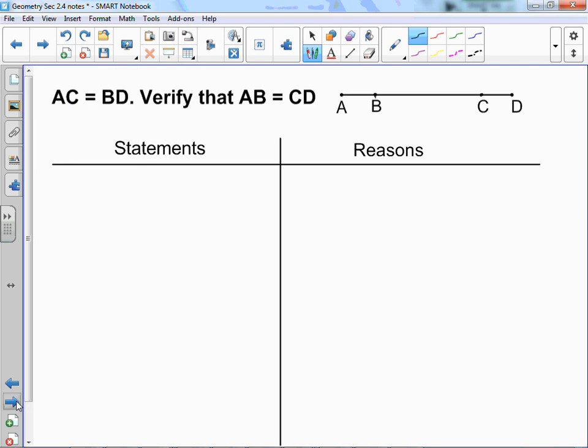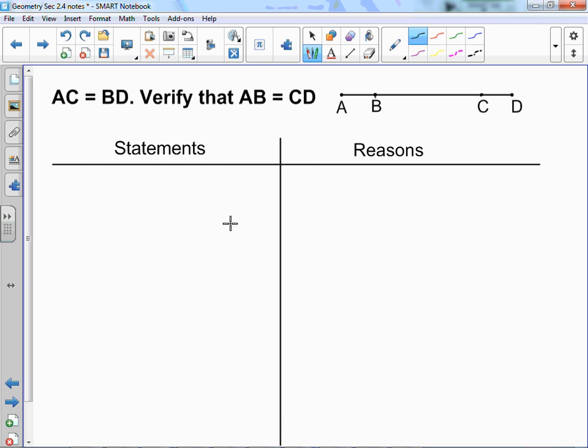All right, so now this is where things start getting difficult. We're going to take the idea that we used when we were solving the problems just a little while ago, giving a step and a reason, and we're going to take the information they're giving us here, that the length of AC is equal to the length of BD, and we want to verify that the length of AB is going to equal the length of CD.